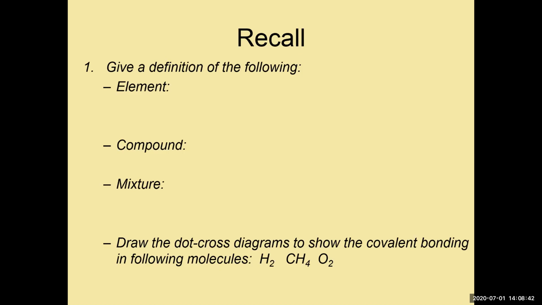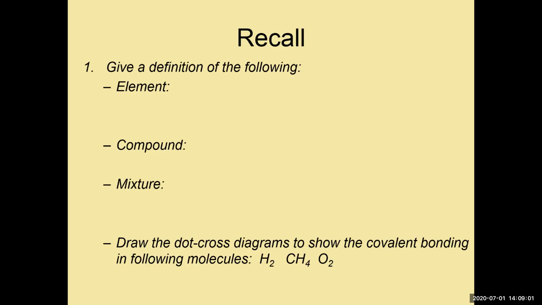Moving on, the definition of an element: it contains only one type of atom. A compound is two or more elements chemically bonded, and a mixture is two or more substances not chemically bonded. The dot cross diagram for hydrogen should show two circles with two crosses on the overlap.